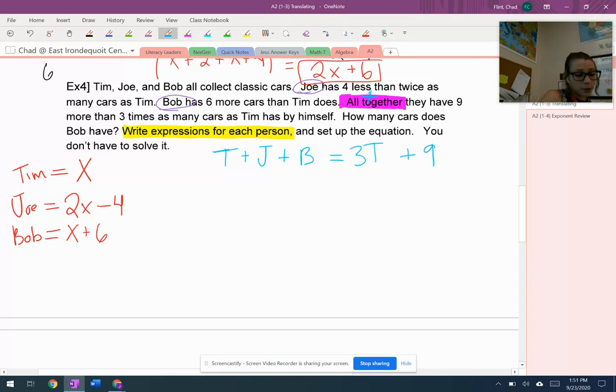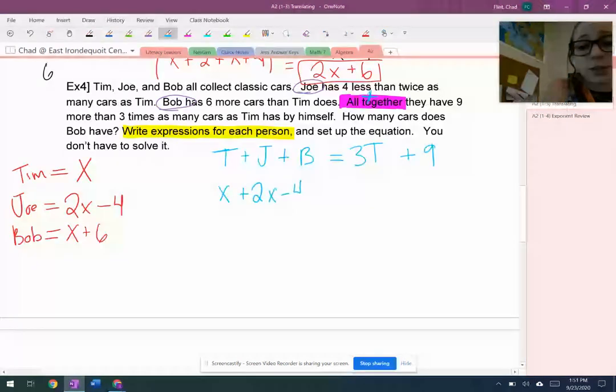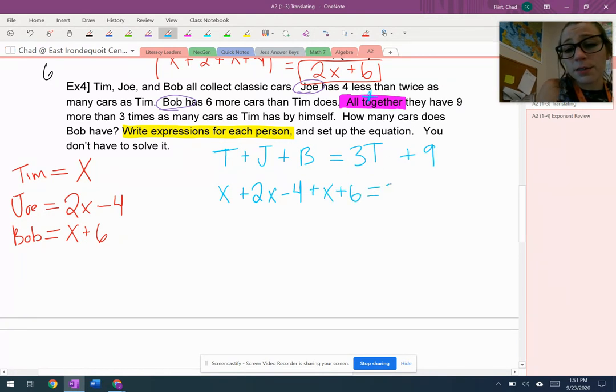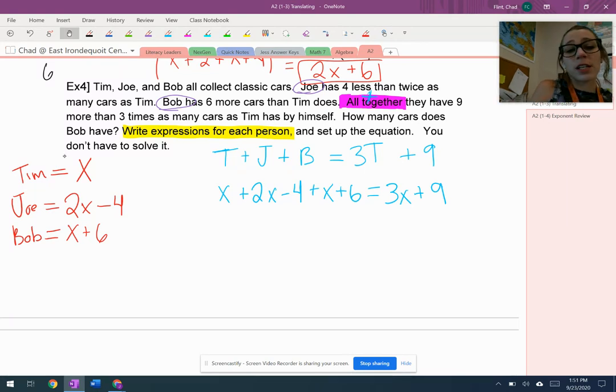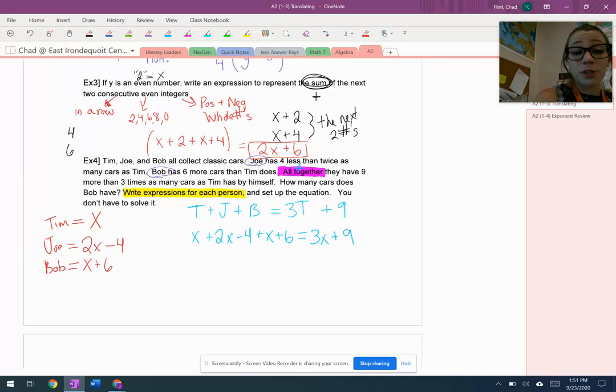Now we just fill in the expressions we used. T stood for Tim, so Tim is x. J is Joe, so Joe is that entire 2x minus 4. Bob is x plus 6. And then here, 3, remember Tim was x, so I'm replacing T with x, plus 9, and there you go. You have that equation set up, you have the expressions. You did not have to solve it because that's what the directions said.